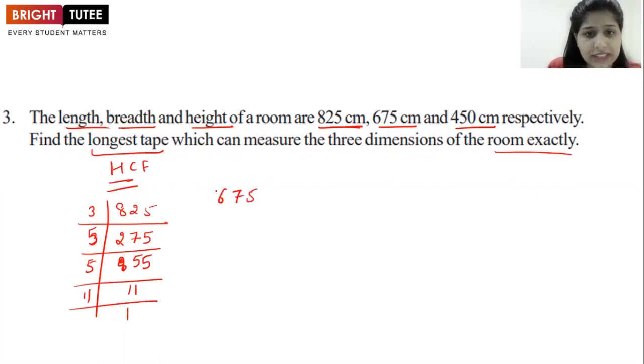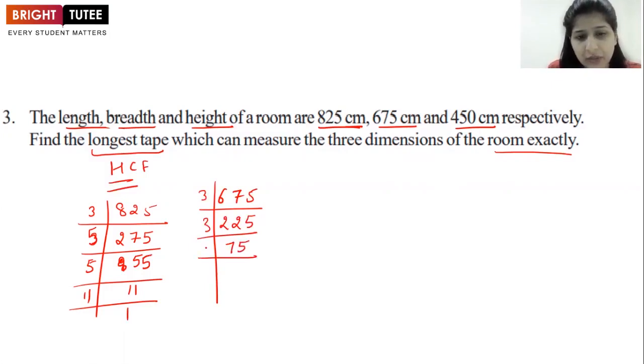Then we take 675. We will divide it by 3. 3 2s are 6, 3 2s are 6, 3 5s are 15. Again with 3, 3 7s are 21, 3 5s are 15. Then can we do it again with 3? Yes, 3 2s are 6 and 3 5s are 15. Now with 5. So this is what we will write for 675.